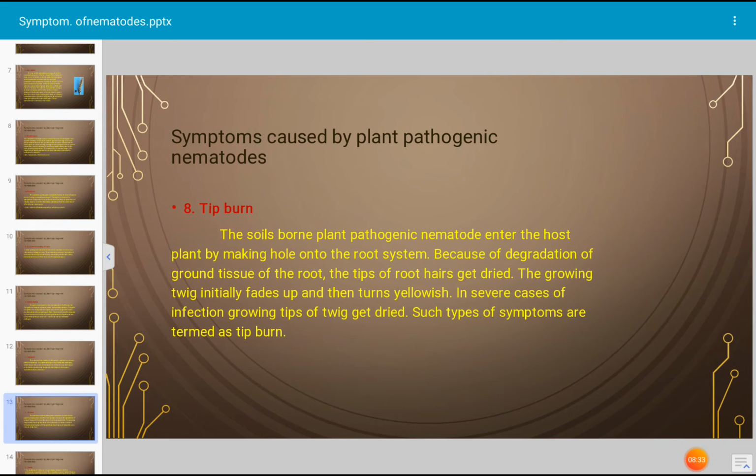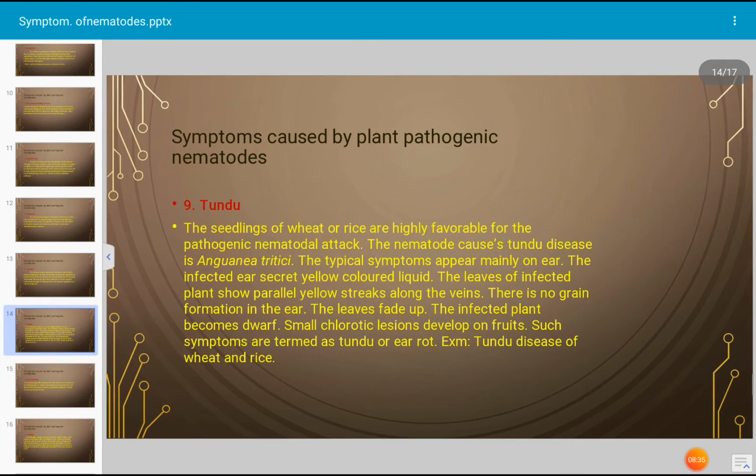Okay, next, another type of symptom which is caused by nematodal pathogen is Tundu. Tundu is a symptom in which the seedlings of wheat or rice are highly favorable for the pathogenic nematodal attack. The nematode that causes Tundu disease is Anguina tritici. It is the name of the pathogenic organism, that is, the nematodal pathogenic organism.